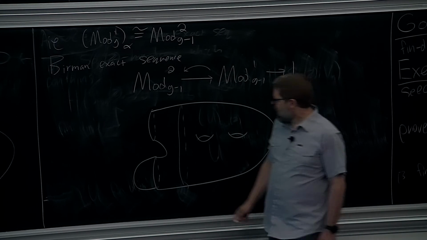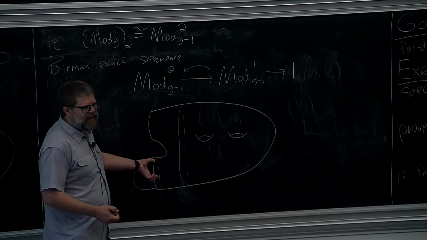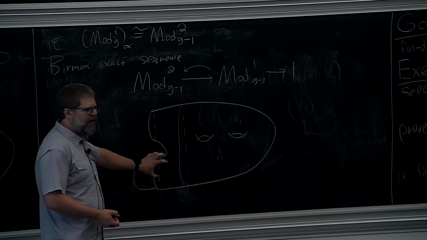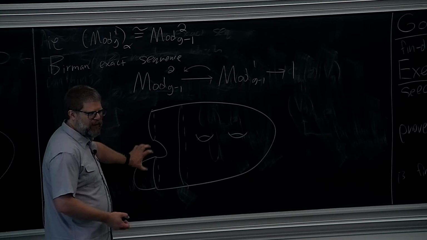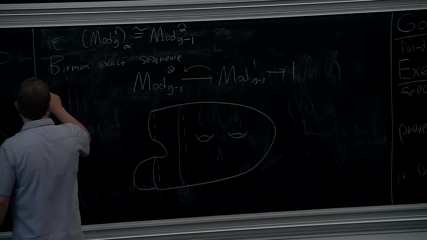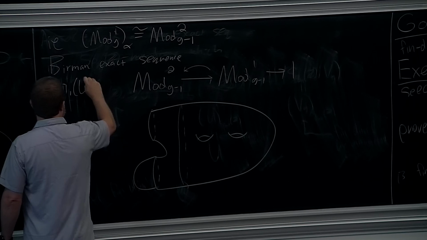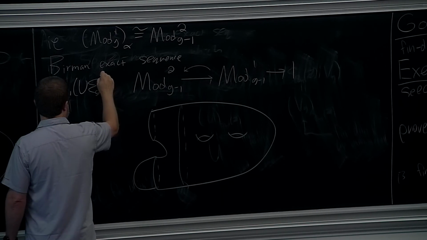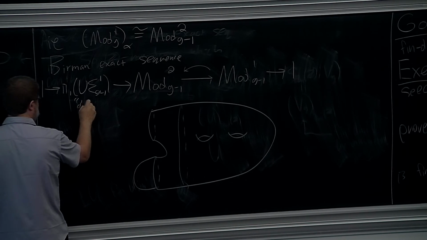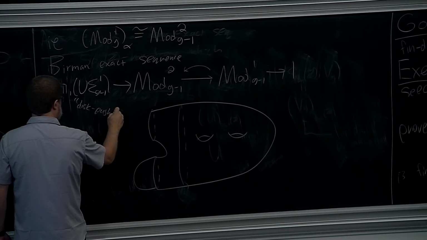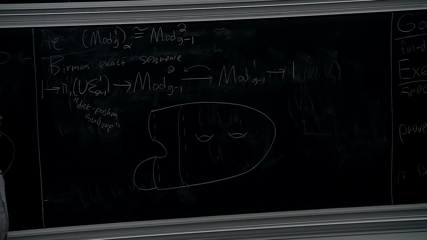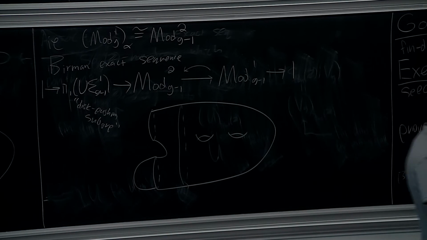The kernel consists of things that take this disk that I glued on and allow it to move around the surface. I can rotate it and so on. I have to keep track of how this disk moves around the surface, as if the surface were made of rubber. And so this is pi 1 of the unit tangent bundle of sigma G-1,1, which is like the disk pushing subgroup. Okay, so I have something like this. Maybe a better way of writing this is that I have a semi-direct product decomposition.